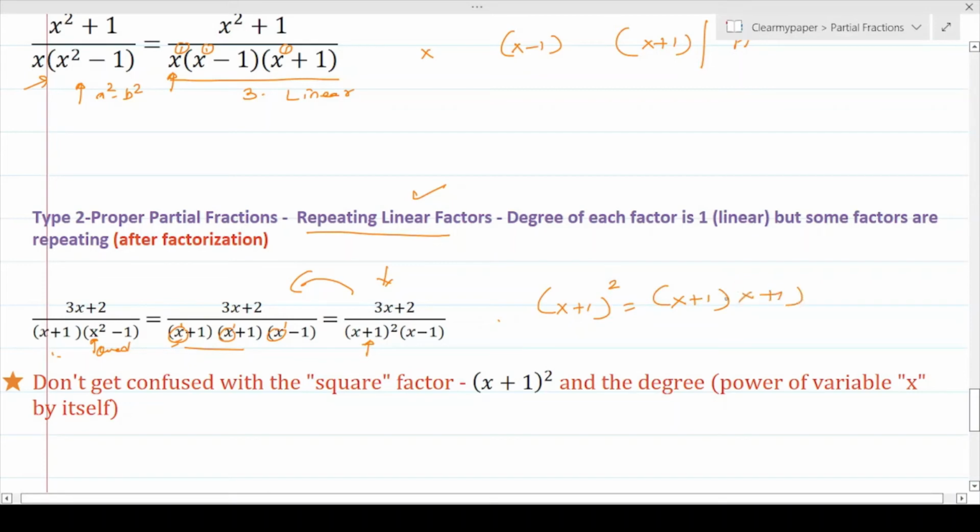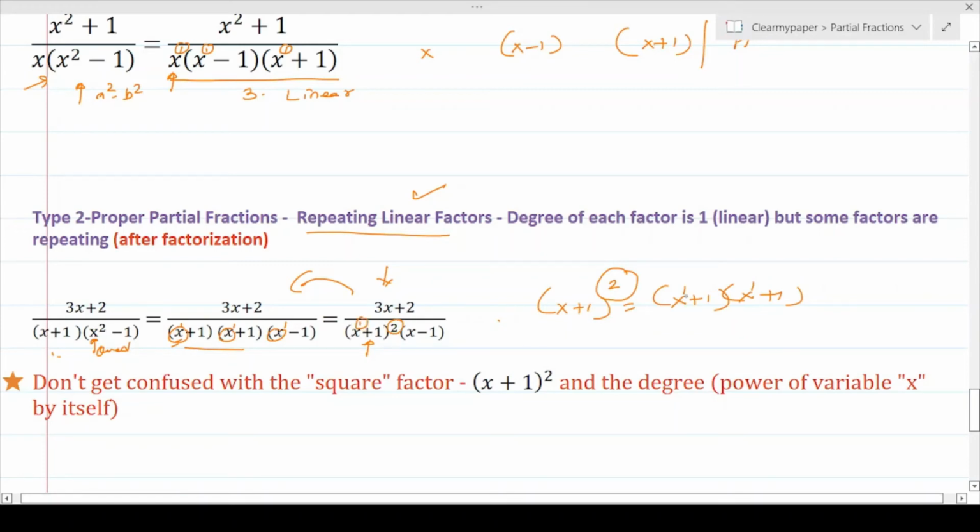So once you factorize it or simplify it, the degree of each of the x, or power of each of the x, is still 1. So do not get confused with this power, which is indicating that the factor is repeating. Okay, these are two things.